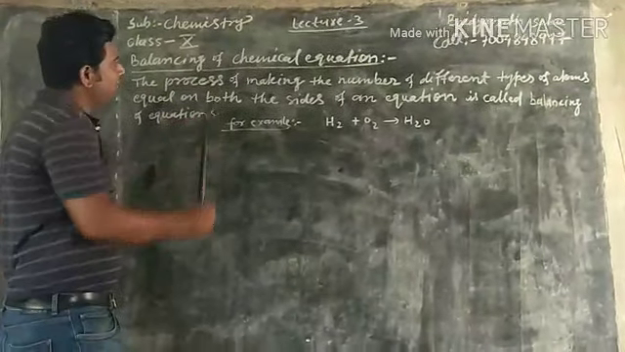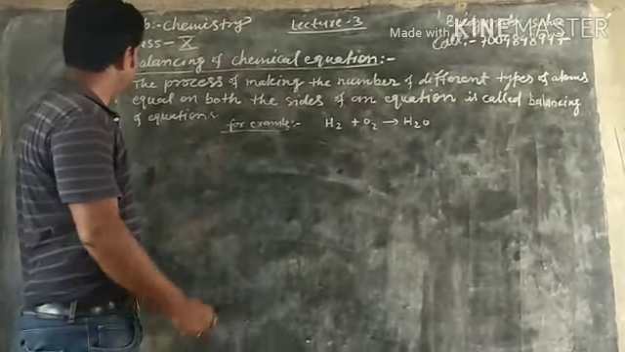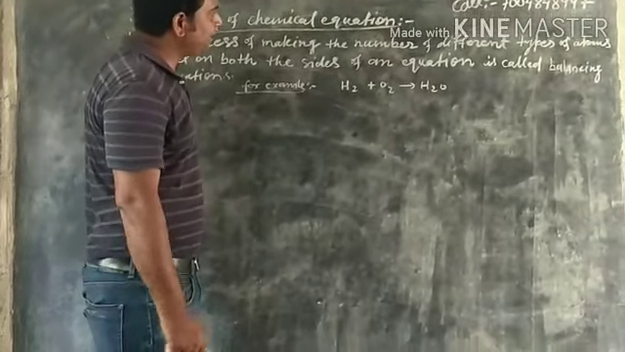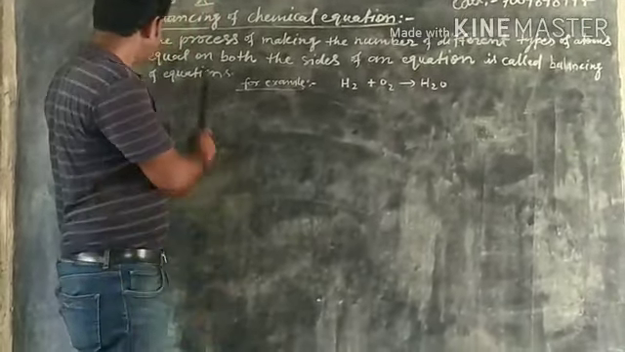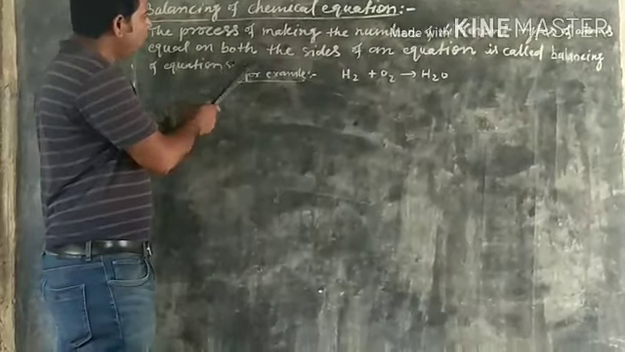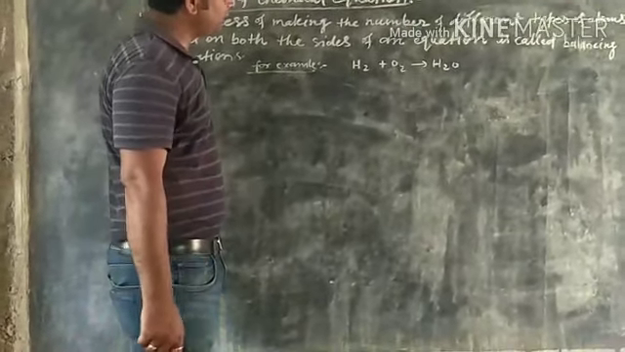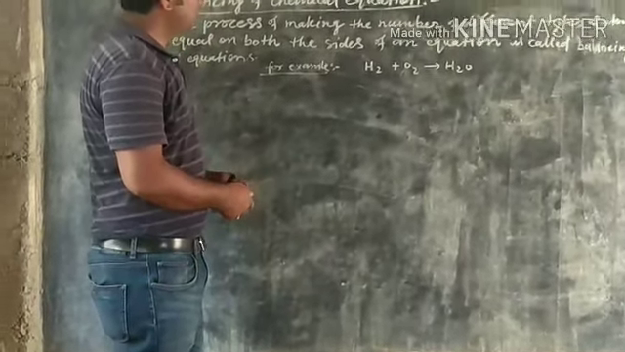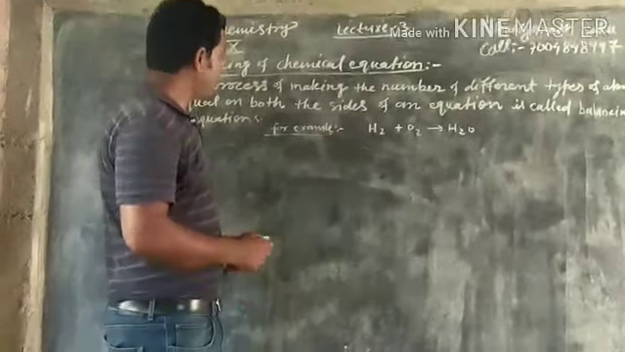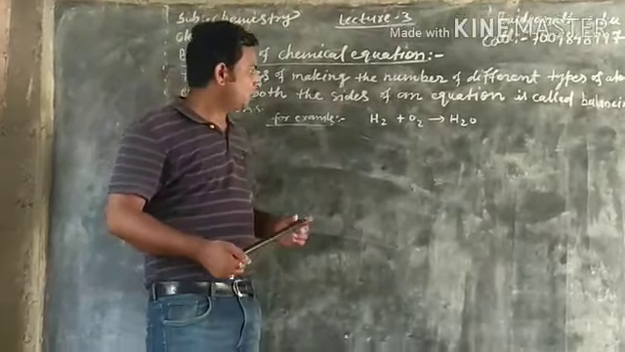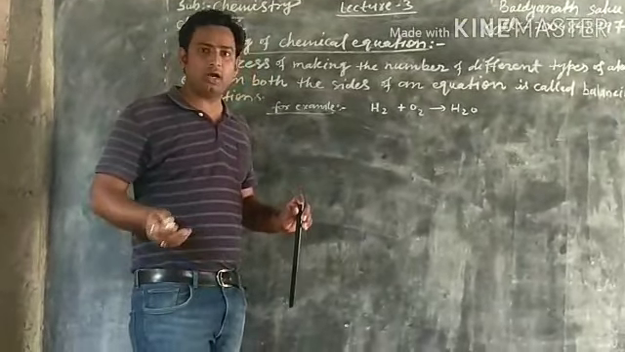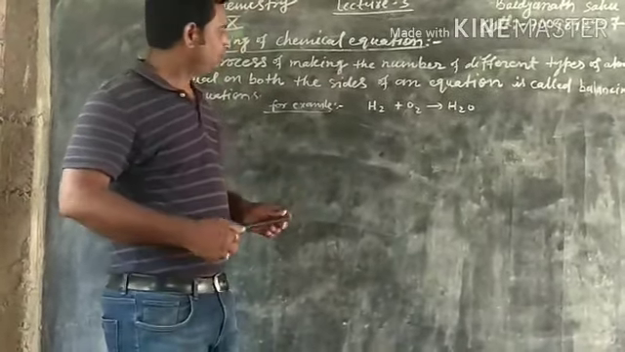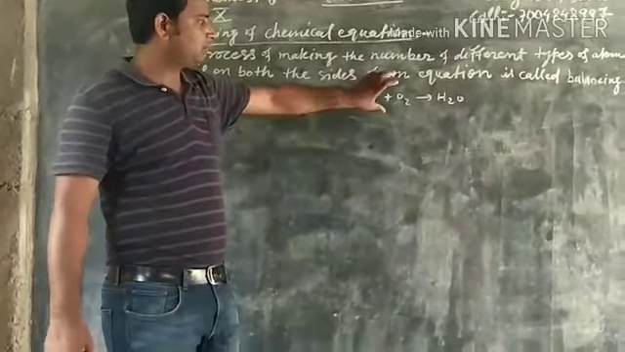Balancing of chemical equations. The process of making the number of different types of atoms equal on both sides of an equation is called balancing of equations. For balancing an equation, we have to do only some multiplication on the reactant side or the product side.